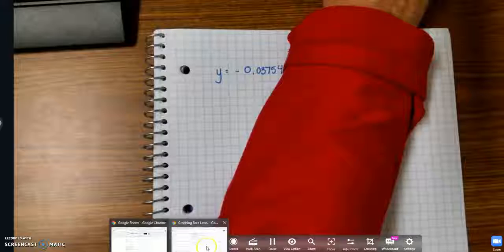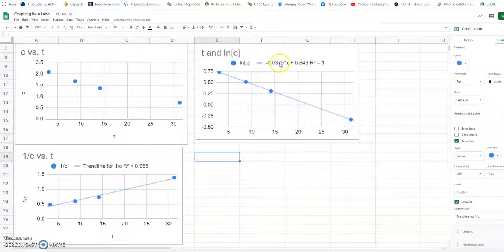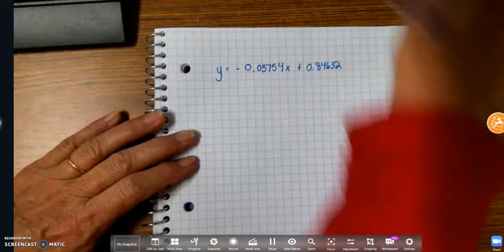The way that Google Sheets works is, this means y is equal to that. There's my mx plus b. So that's the equation of my line. So now I know that this is a first order reaction. Okay? So let's go back and answer the questions for the first part.